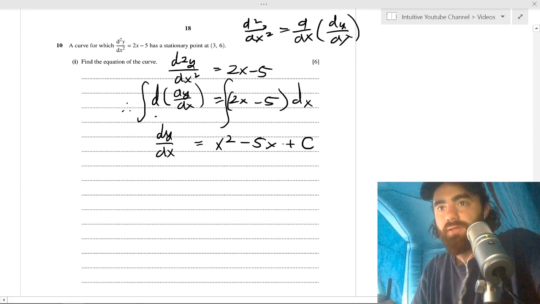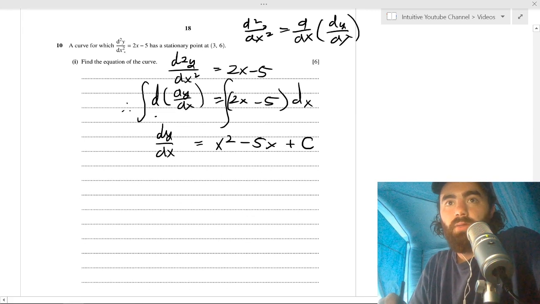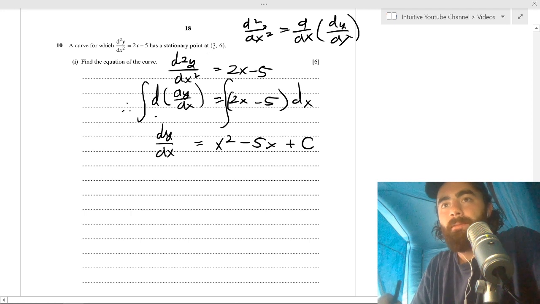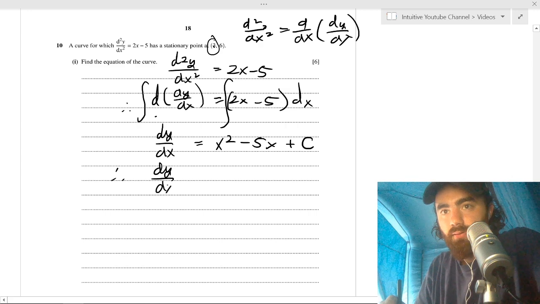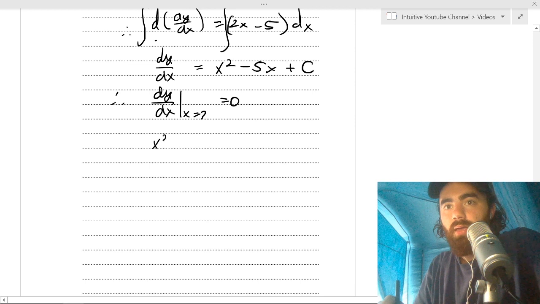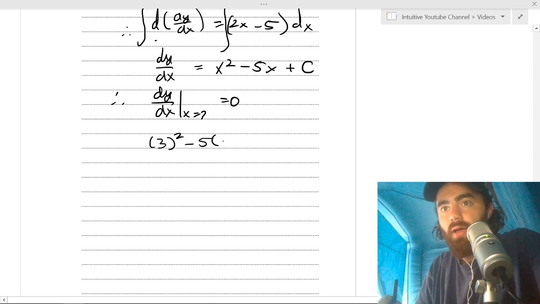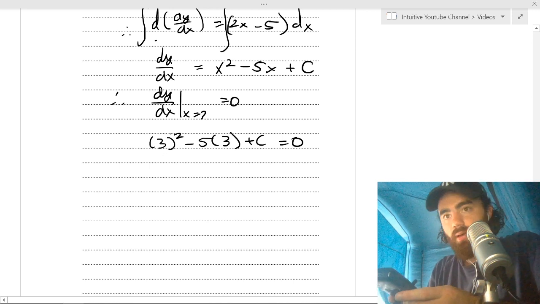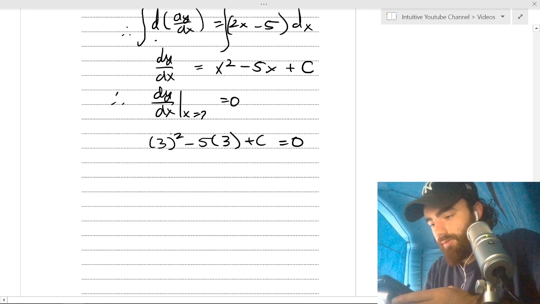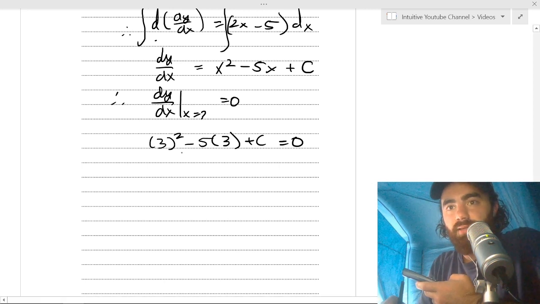And then we're going to need to find this constant, but we know that this has a stationary point when x equals 3, so therefore this equals 0 when x equals 3, which means that when we substitute in 3 here, we get 3 squared minus 5 times 3 plus c equals 0. So now we can find what c is. So we get 9 minus 15, so minus 6, so c equals 6.